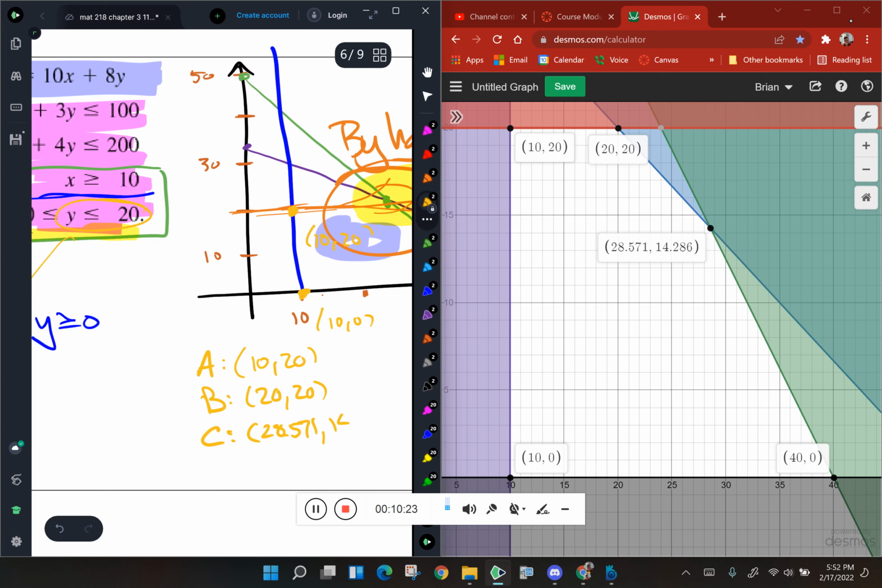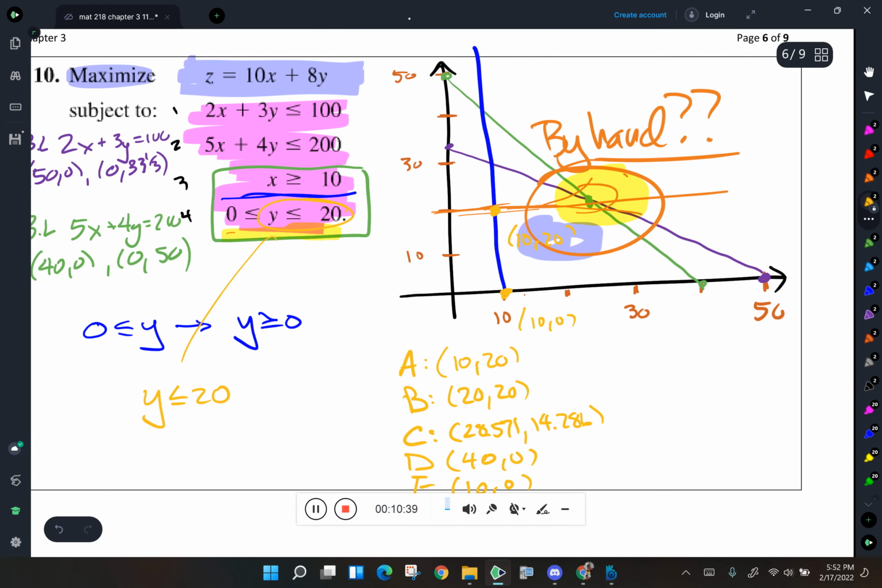C, 28.571, comma 14.286, D, I like that one better, 40, 0, and E, 10, 0. All right. So now that I've got my corners, I'll make this big again, and I'll come back over here.